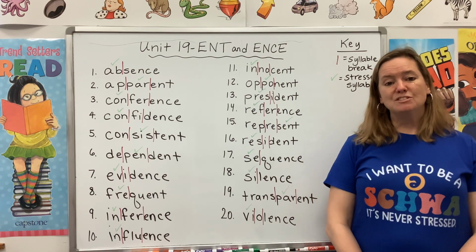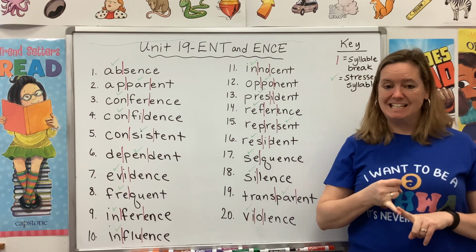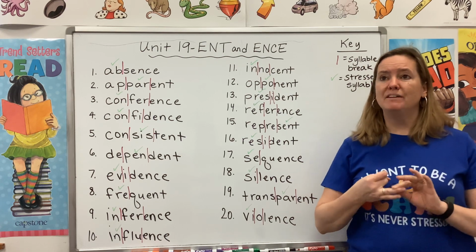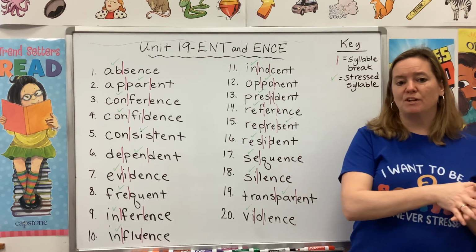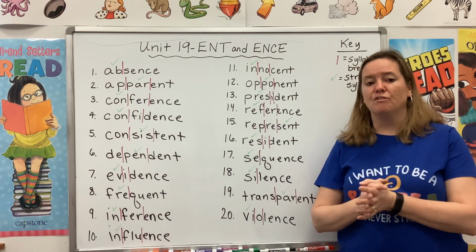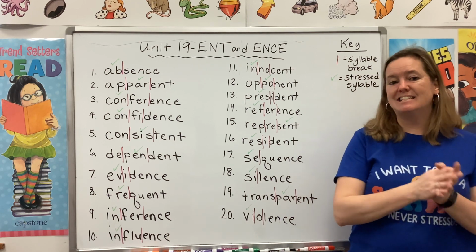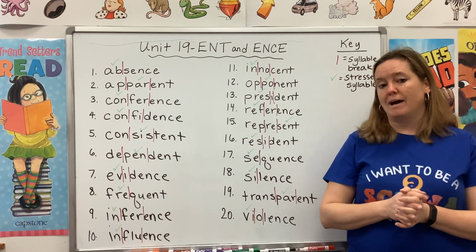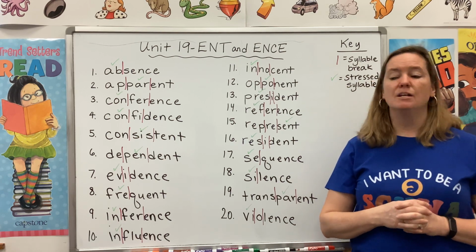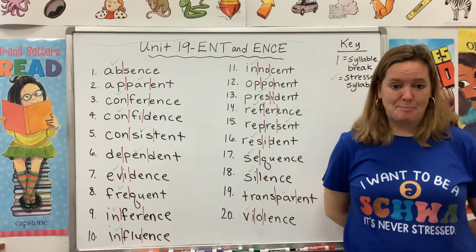All right, so last week we talked about two derivational suffixes, ANT and ANCE. We found that it is often possible to change a word that ends with ANT to ANCE. So for instance, we can change distant to distance and instant to instance, okay? This week, we're going to see something similar happen with the suffixes ENT and ENCE.